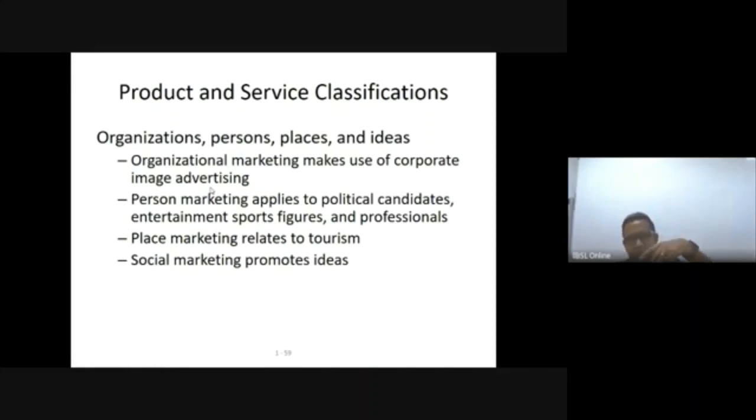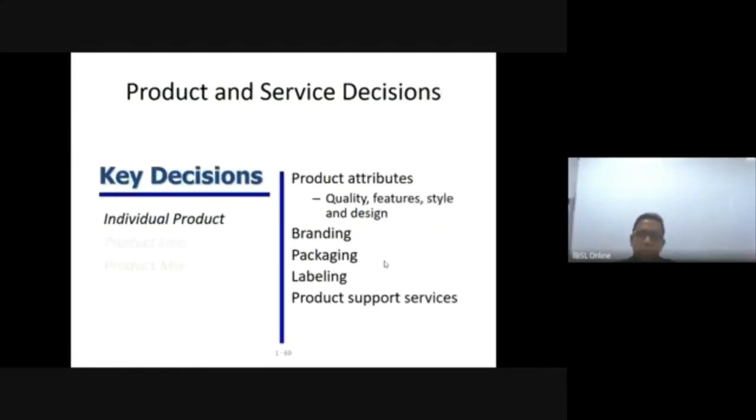Corporate brands, personal brands, country branding, idea branding, all those come under that.